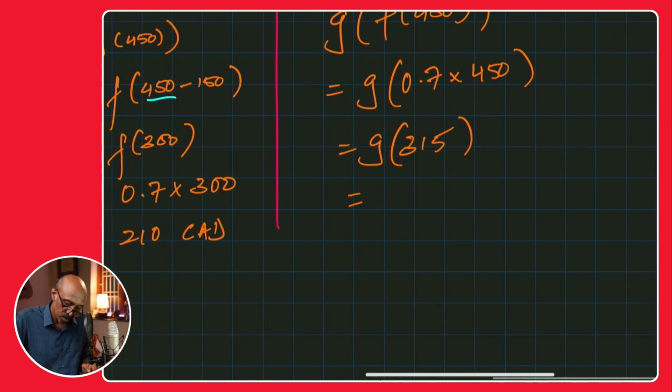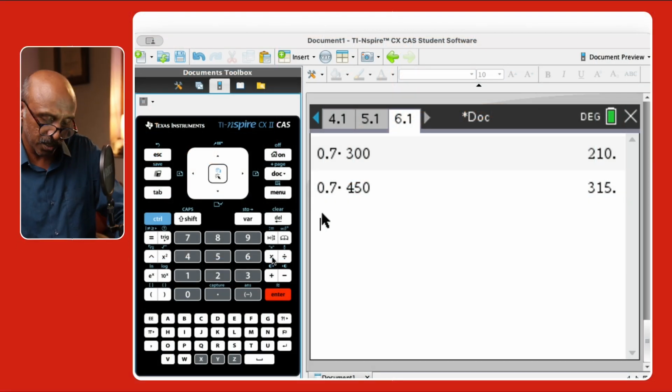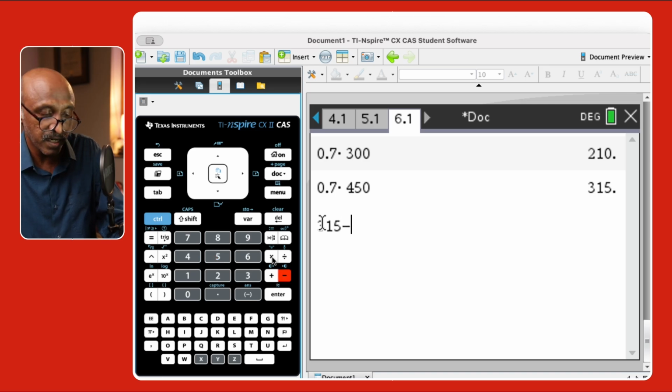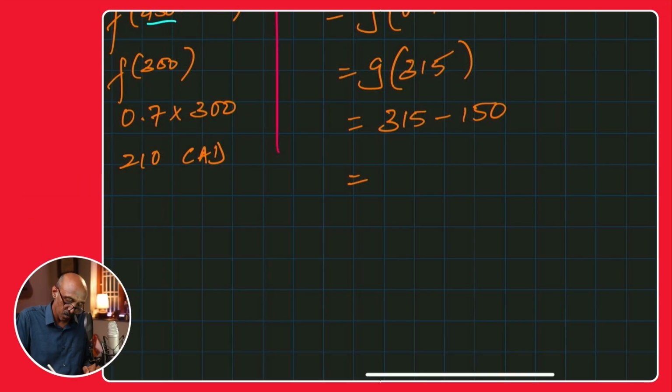So when you reduce 150, 315 minus 150, let me just use the calculator so that I don't make a mistake in my subtraction. I shouldn't be making a mistake in subtraction at this age and stage of my life. But if you're allowed to use the calculator, why not? 165. So this is 165 Canadian dollars.